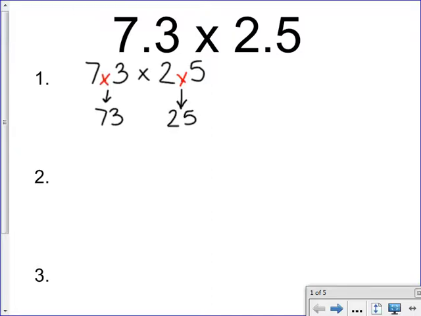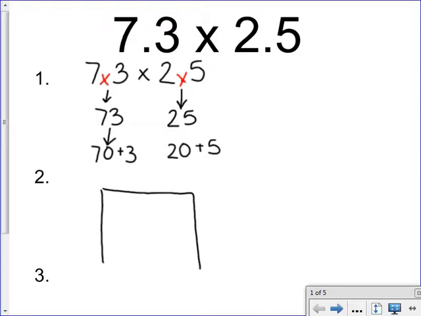The next thing you're going to want to do is rewrite those numbers in expanded form, which means we're going to break it up into their place values. So 73 is 70 plus 3, and 25 is 20 plus 5. Then we're going to be using the box method to multiply these two numbers.